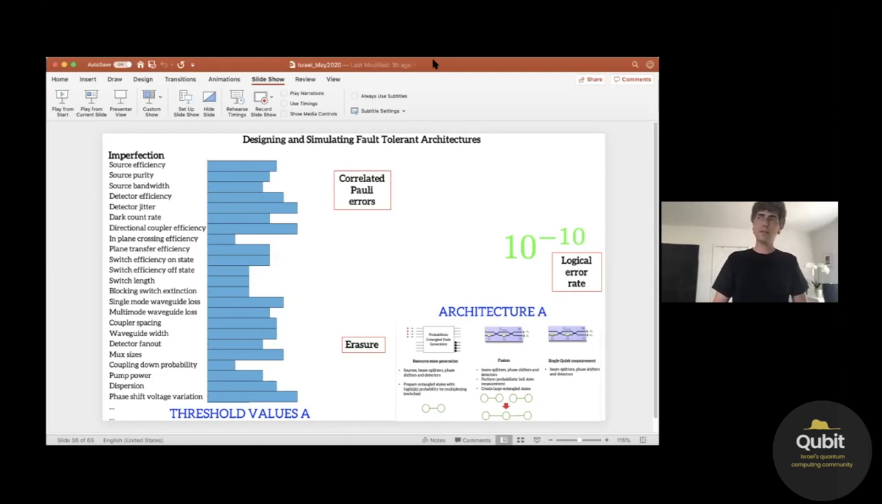As I said, the interplay between them really depends on the architecture. What type of multiplexing are you doing? What types of beam splitters? What depth of things are you putting together? So there is not a single answer to this.